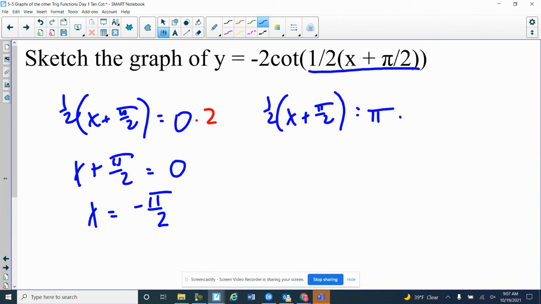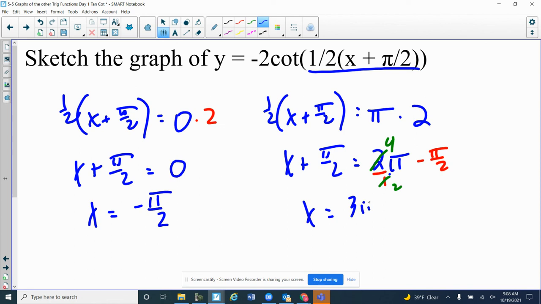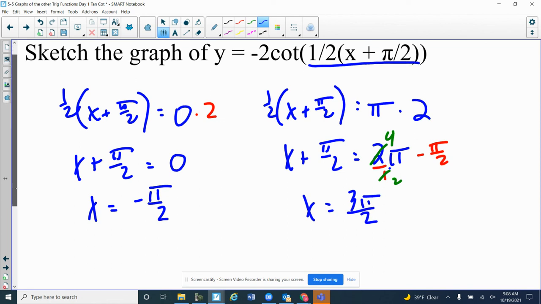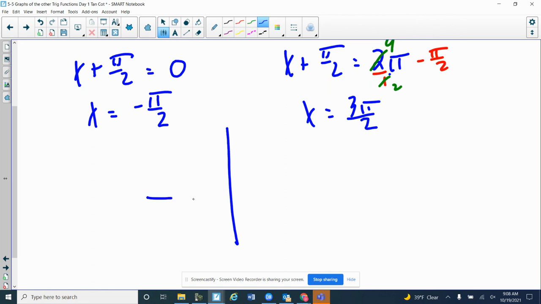Over here, I'm going to multiply both sides by 2 to get x plus pi over 2 equals 2 pi. And then I'm going to subtract that pi over 2. Need the same denominator. So that would be 4 pi over 2. So 4 minus 1 is 3. So I get x equals 3 pi over 2. Those are the asymptotes. So I've got one at negative pi over 2 and another one at 3 pi over 2.